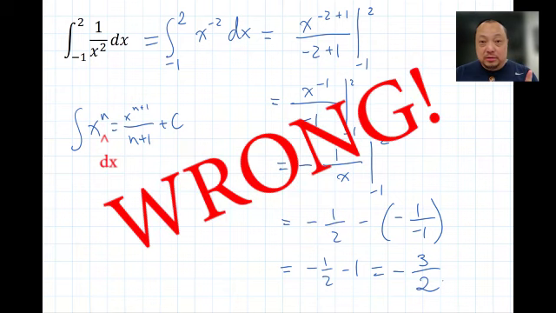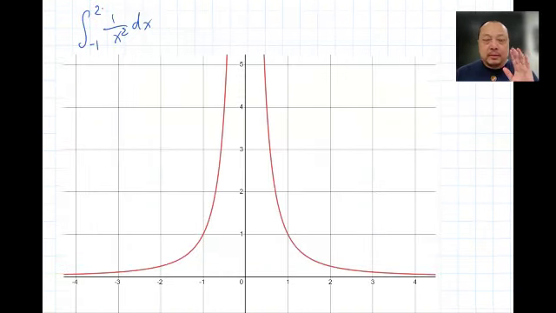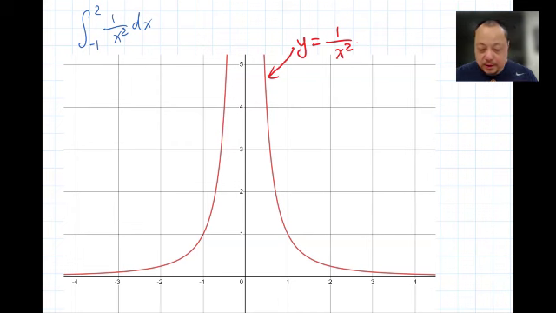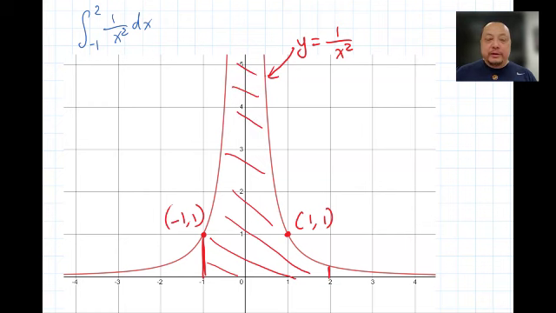But that's wrong. It's incorrect. This integral is not equal to -3/2. Let me show you how I know that. The integral we're looking for is from -1 to 2 of 1 over x squared. And this is the graph of y equals 1 over x squared. It passes through this point here, -1 comma 1, and that point there, 1 comma 1. And the integral from -1 to 2 of this would be the area under the curve from -1 to 2, so it's that entire area.